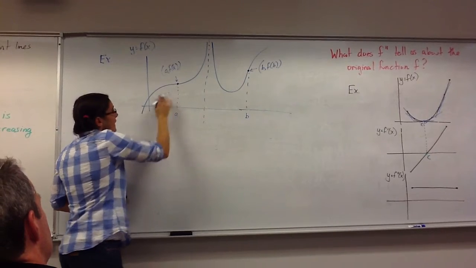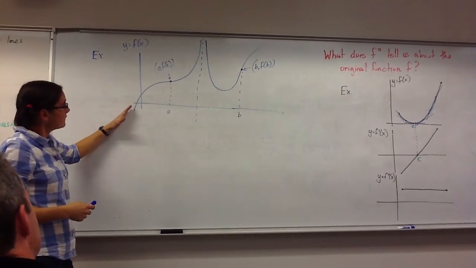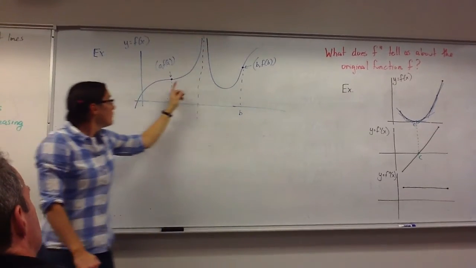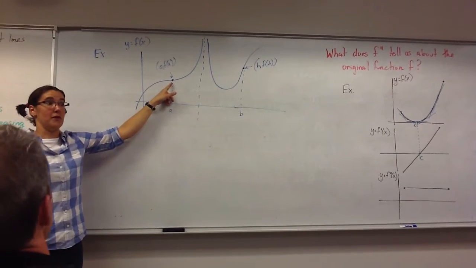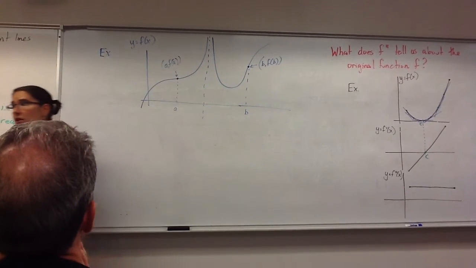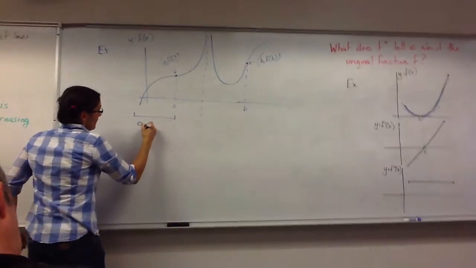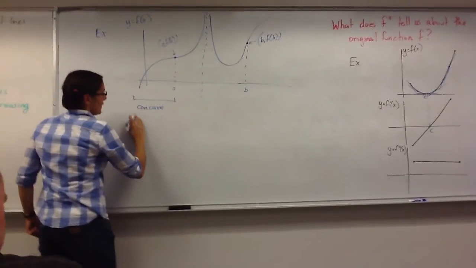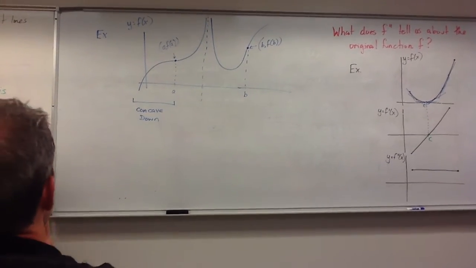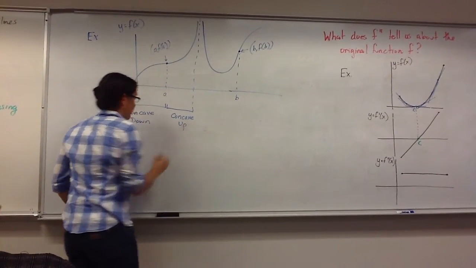Now, take a look at our function. It is increasing, increasing, increasing all the way up to our vertical asymptote. But within there, take a look at the curvature. From the left-hand side all the way up to A, my tangent lines are above the curve, and so our function is concave down on this first interval. And from A to our vertical asymptote, our function is concave up.